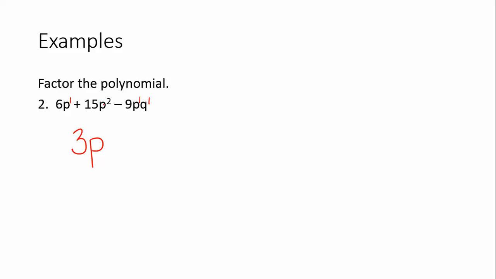I can't factor out a p squared from this term because these two, the first and last terms, don't have a p squared to give. They just have 1p. So now we need to rewrite everything that's left over inside the parentheses.